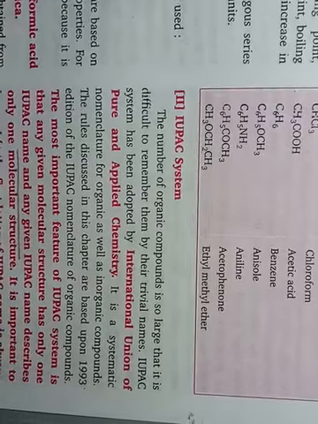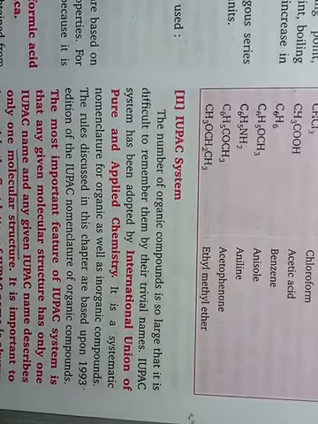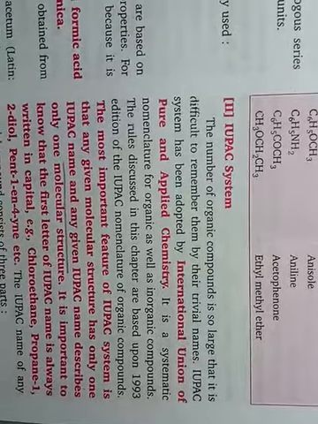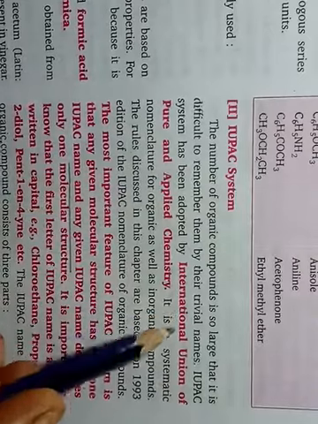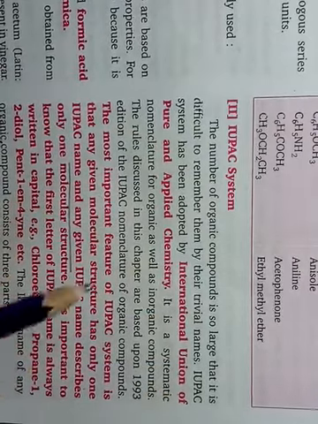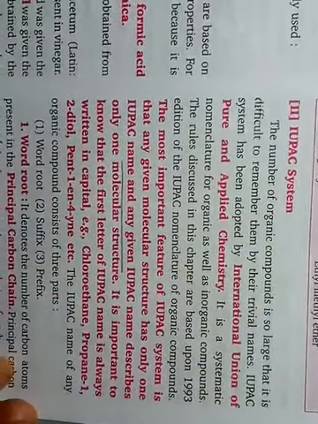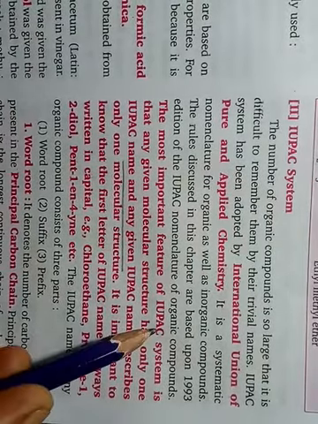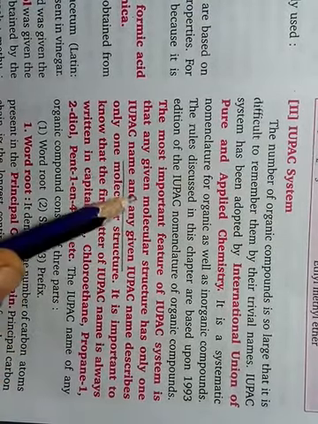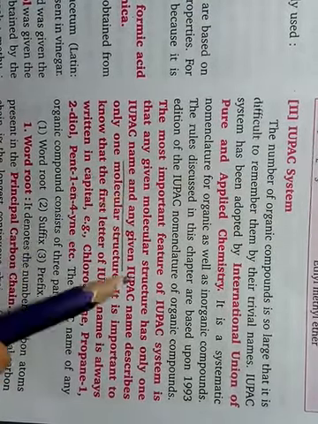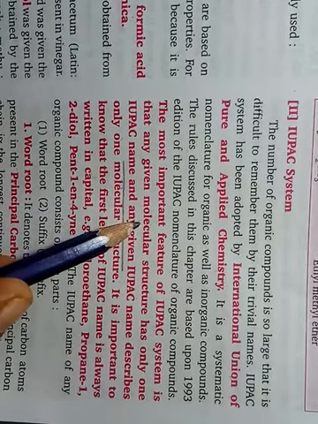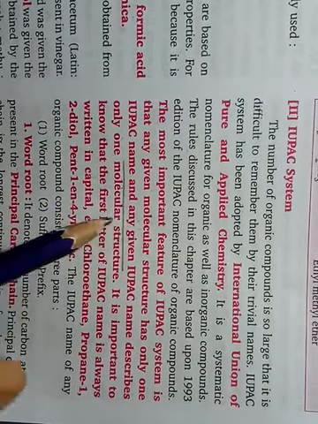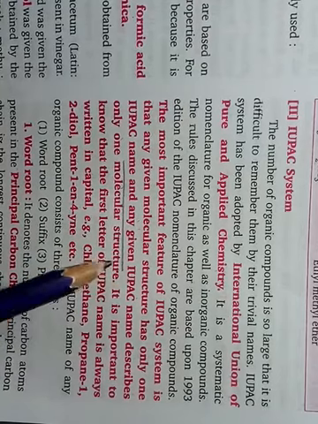Hello children, in this lecture we will discuss IUPAC nomenclature of the organic compounds. The full form of the system is International Union of Pure and Applied Chemistry, and according to the IUPAC naming, the most important point is that the given molecular structure has only one IUPAC name. Any compound cannot have more than one IUPAC name. So a particular compound will have just one IUPAC name.